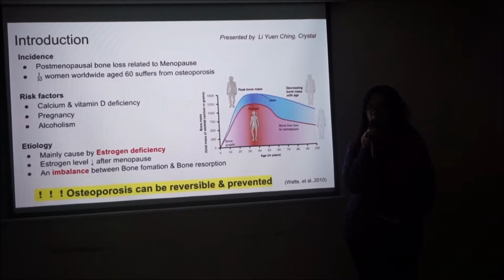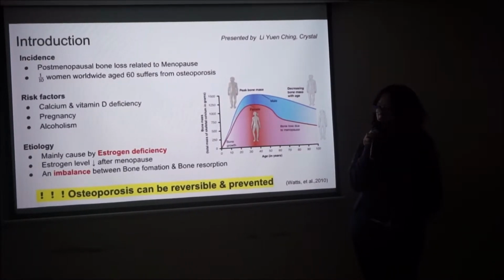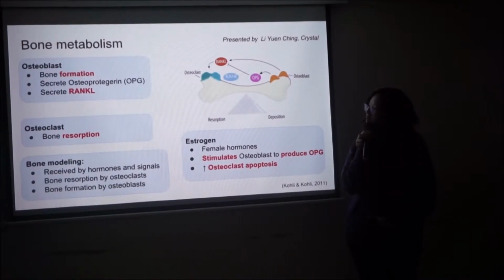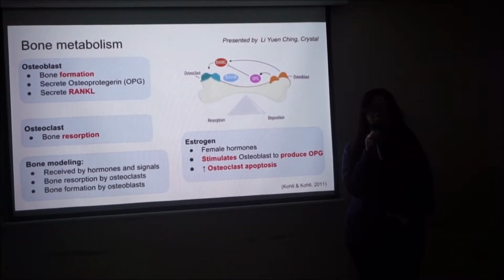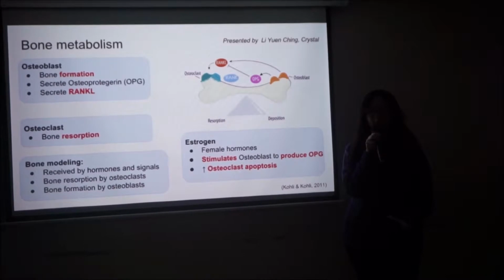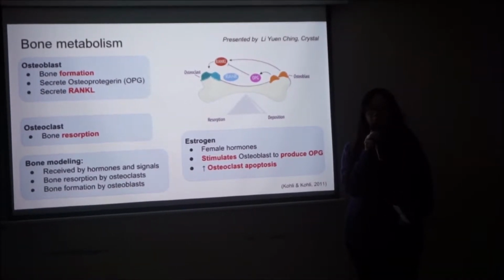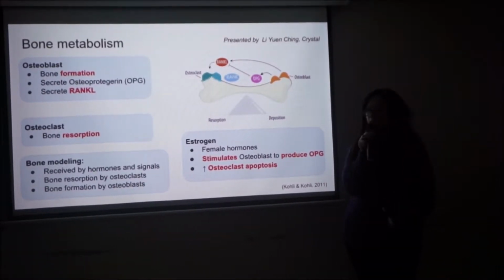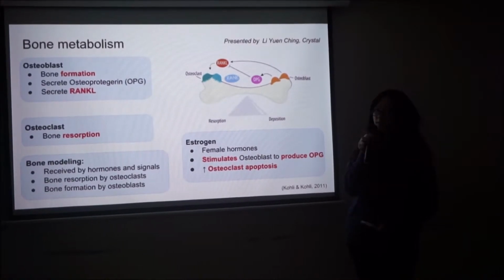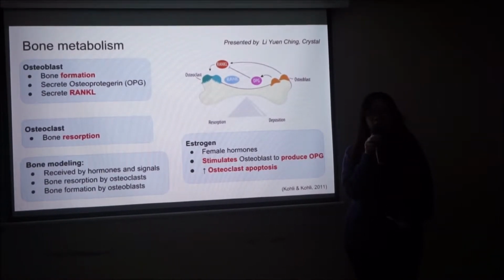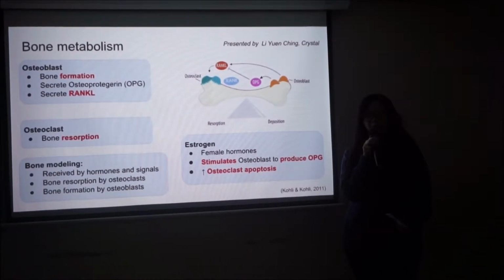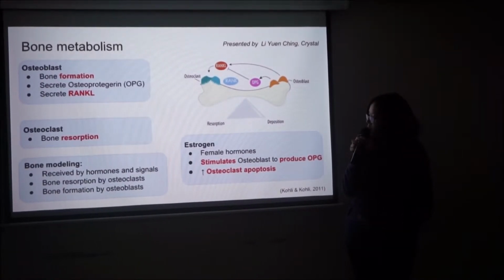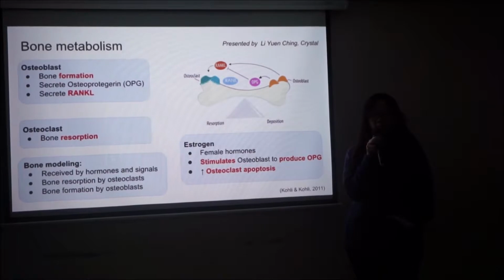Bone metabolism mainly involves two types of bone cells, that are osteoblasts and osteoclasts. Osteoblasts take part in bone formation. They secrete OPG and RANKL. Bone modeling is simply divided into three phases. Firstly, hormones or signals are received, for example in some injuries or tumor, then bone resorption by osteoclasts. Finally, bone formation by osteoblasts. This is a cycle for bone metabolism.